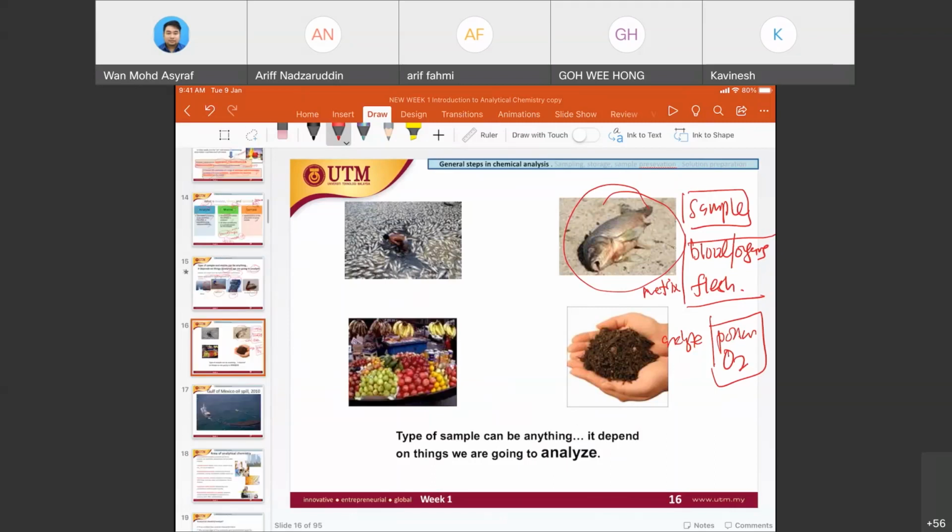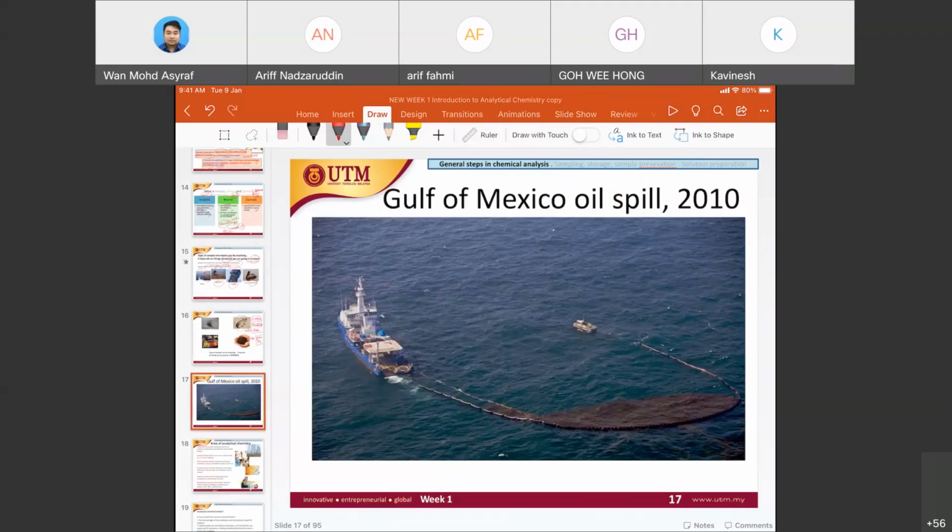Okay, so this is an example. Oil spill in 2010. Okay, sajalah gambar untuk for you to know.